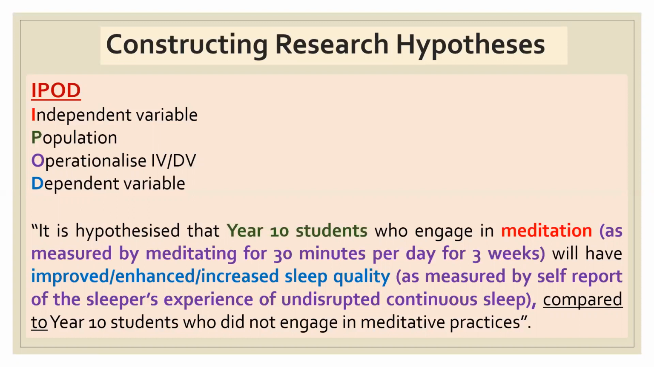But we also need a group of students or a group of year 10 kids who are actually not going to do meditation. This is what we call the control group, okay? We need the control group because they allow us to compare the results of the experimental group and to understand whether meditation actually had an effect on sleep quality as compared to a normal year 10 student who didn't engage in meditation, okay? So we have to mention the control group, and we do that by saying compared to year 10 students who did not engage in meditation. So that's basically what our research hypothesis looks like.